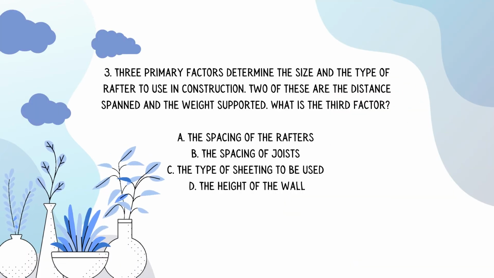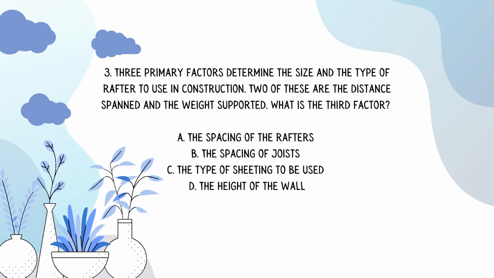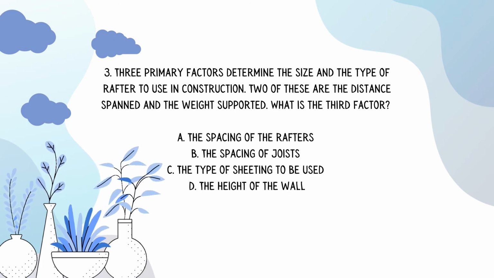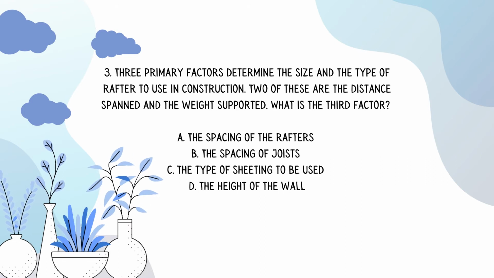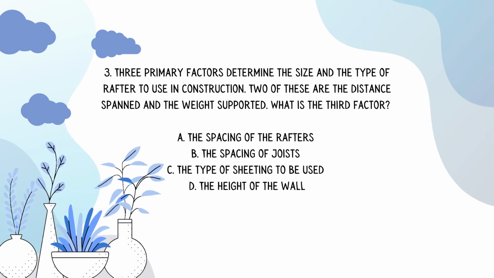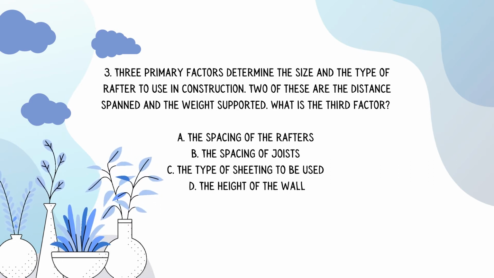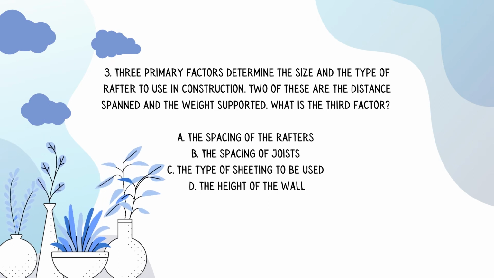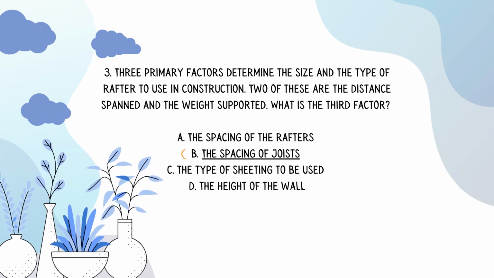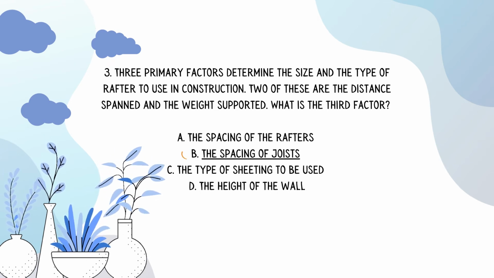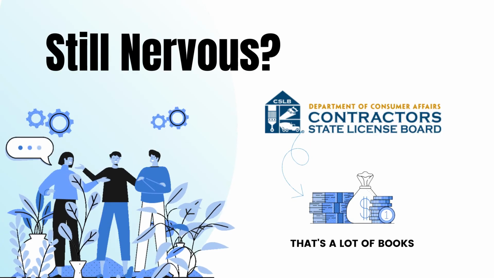3 primary factors determine the size and the type of rafter to use in construction. 2 of these are the distance spanned and the weight supported. What is the third factor? B. The spacing joists. Are you still nervous?